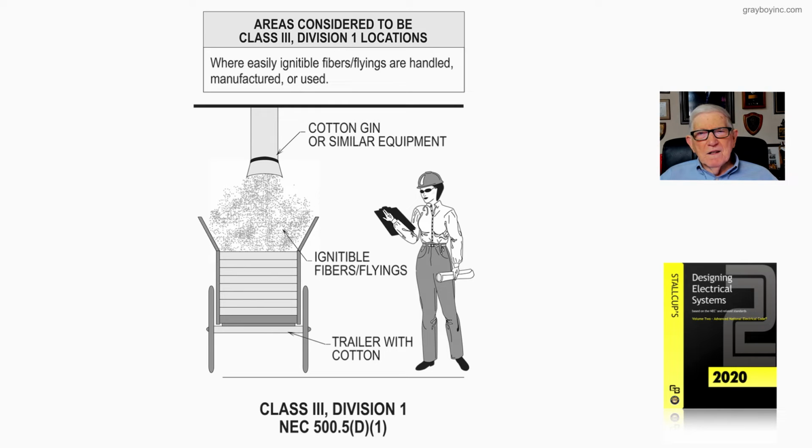Now notice where we're concerned that we have a problem is for easily ignitable flyings, fibers, or handled, manufactured or used. A good illustration would be a cotton gin or similar type equipment, or any equipment, as a matter of fact, that due to its operation could give off flyings and fibers, as you see in this illustration, where an arc or a spark could ignite them and a flash fire or fire occur.